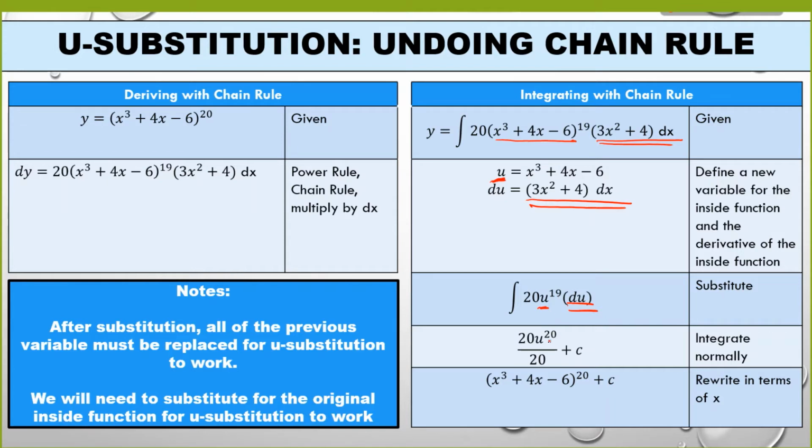So 19 plus 1 is 20. I'm going to divide by 20 because that's my new power. So my 20 and 20 will cancel. Divide by du will give me no du's here. And then add c. Okay, that gives me u to the 20th power plus c. Then I can go back and resubstitute for u. Anytime I see a u, I'm going to replace it with x cubed plus 4x minus 6. And I've got my answer. My original function was x cubed plus 4x minus 6 to the 20th power plus some constant, which is true. Our constant just happened to be 0.